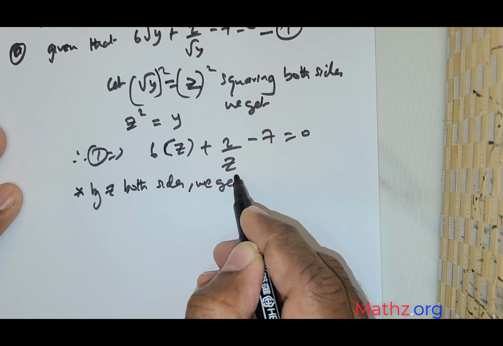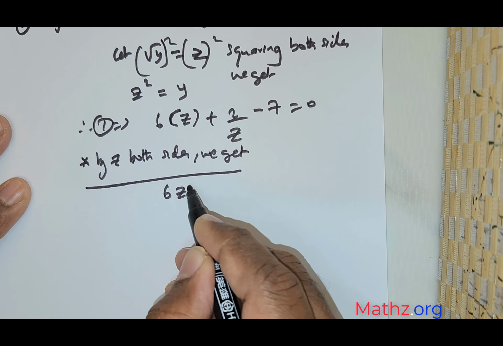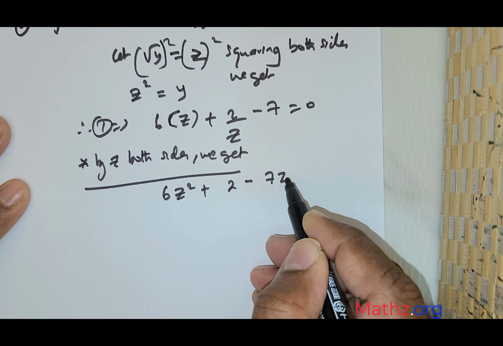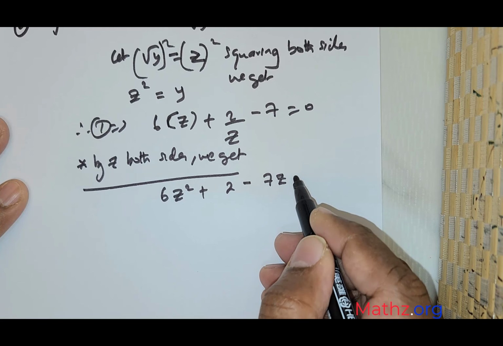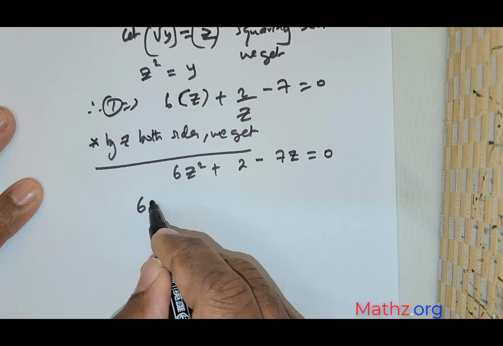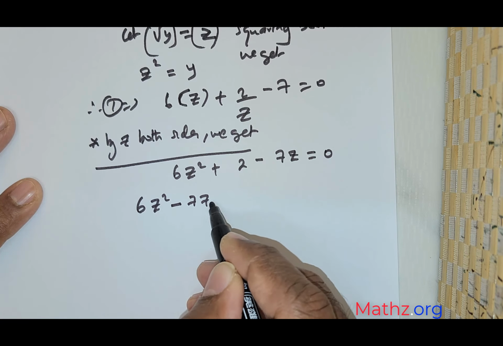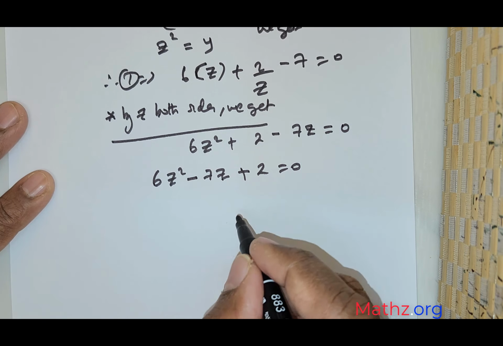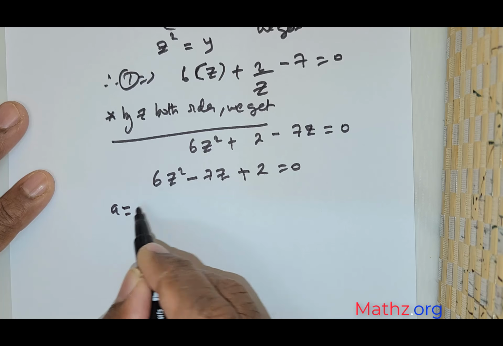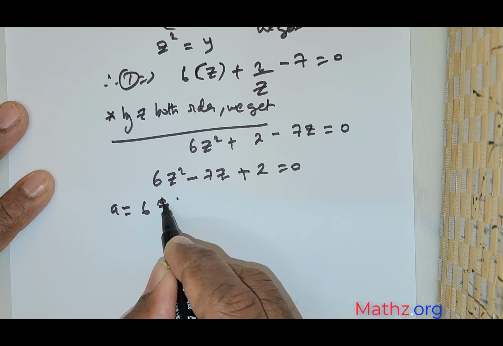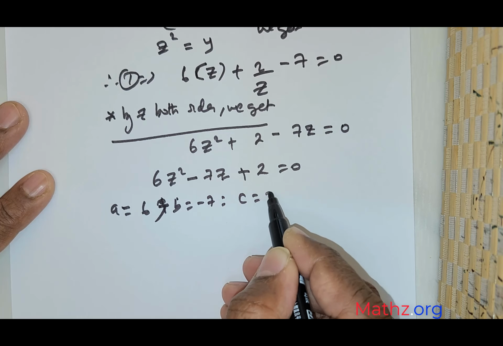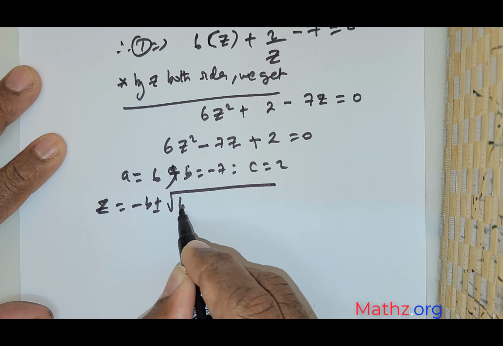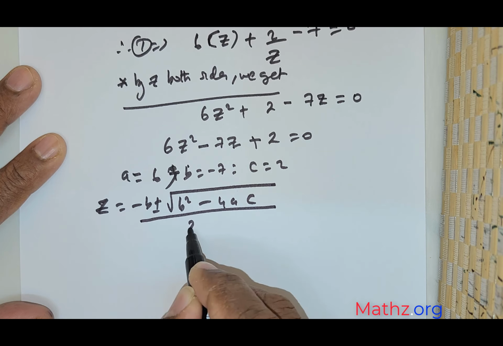We get 6 times z into z squared, plus 2, z and z get cancelled, minus 7 times z is equal to 0. So this is rewritten as 6z squared minus 7z plus 2 is equal to 0. Now I will use the quadratic formula. So a is 6 and b is negative 7 and c is equal to 2. We will utilize this formula: z is equal to negative b plus or minus root of b squared minus 4ac, divided by 2a.